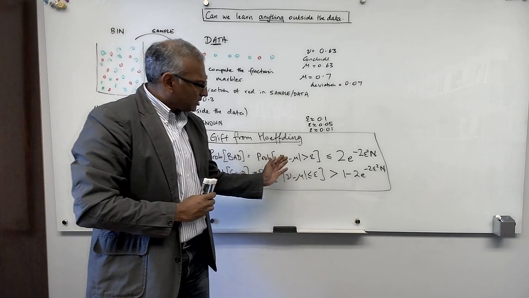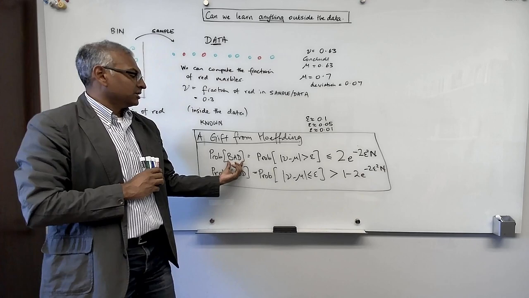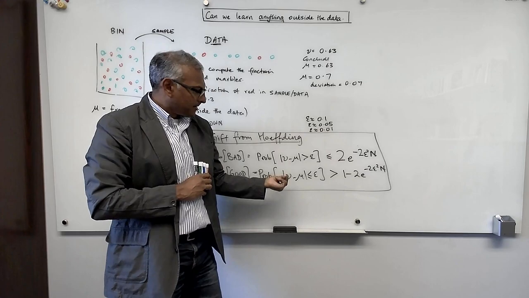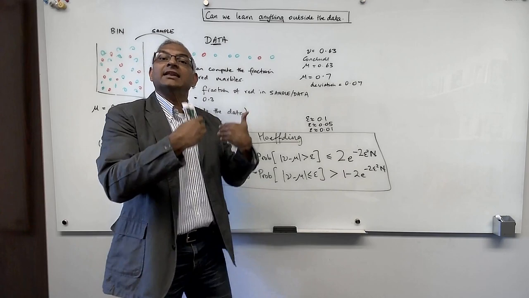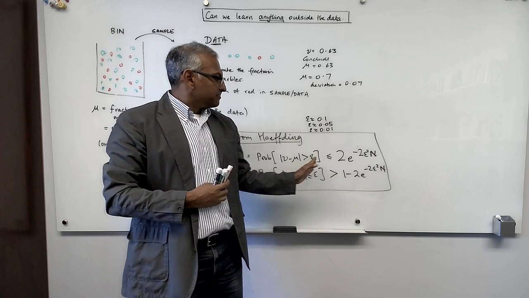One thing you might observe that's missing from the right-hand side here is mu. So, in order to compute this bound, in order to compute the probability of a bad thing happening, in order to upper bound it, I need epsilon, which I get to set, and I need n, which again is indirectly set by me, by choosing the size of the sample. So I need to know epsilon and n. What about mu? So I can compute this bound ahead of time before picking the sample.